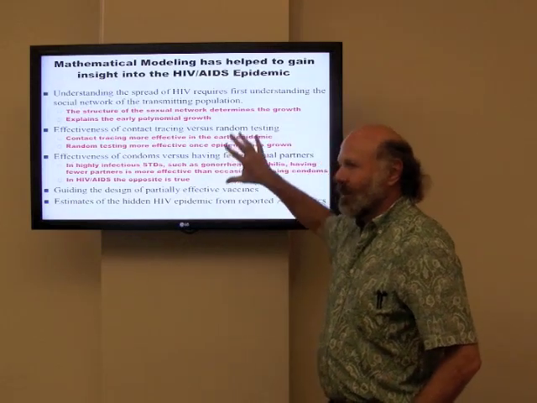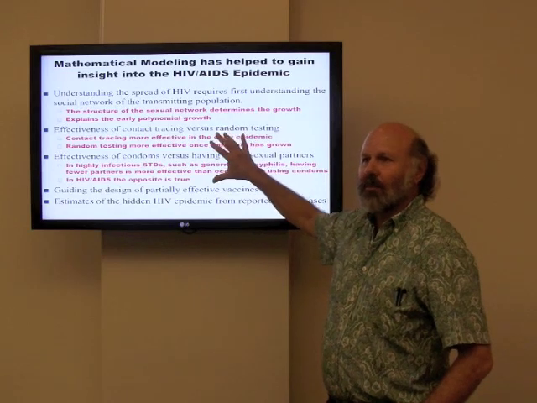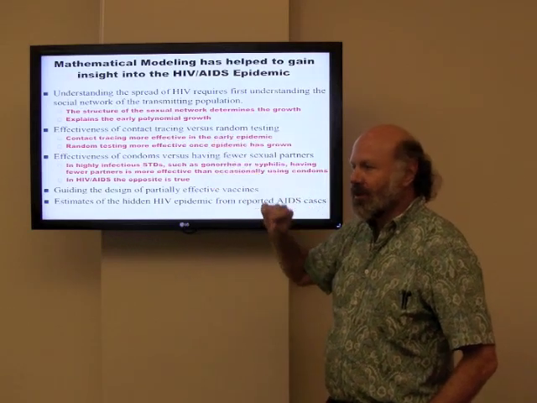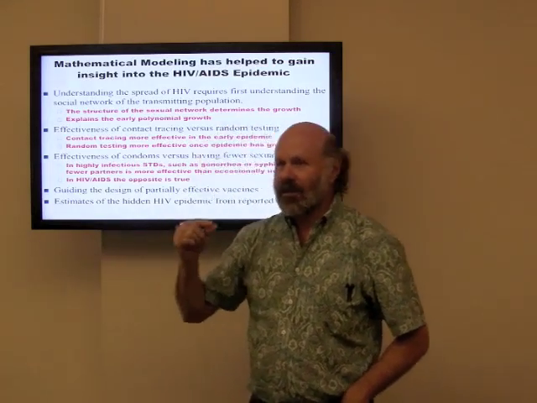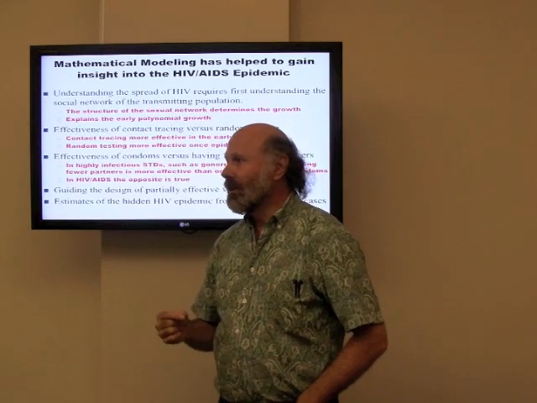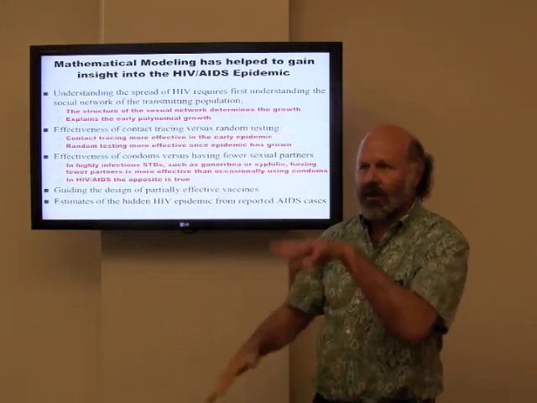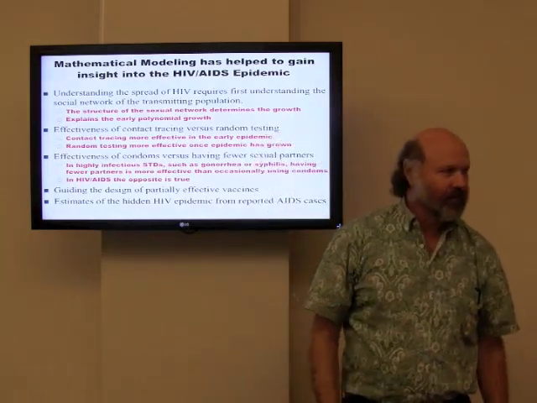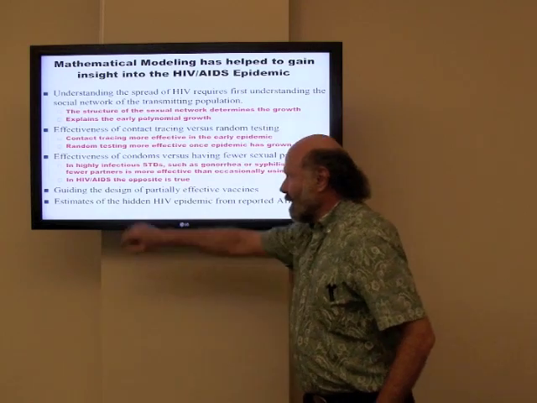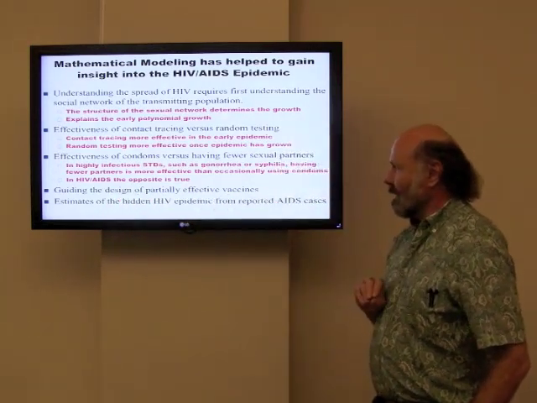For HIV, the models can give you an explicit number for that. You can put in what it costs us to trace back one person, and what it costs us to test one unit of blood. We can put those numbers in the model and run this virtual simulation to find out really what's going on. They're being used now to design partially effective vaccines.